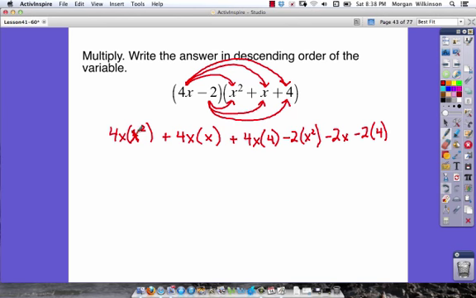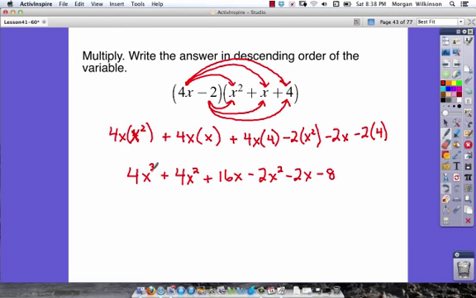So 4x times x squared must be 4x to the third power. Then we have plus 4x times x. Well, that must be plus 4x squared. Plus 4x times 4. Well, that's going to be 16x minus 2x squared. We didn't need to simplify that one. Minus 2x, already simplified for us. And then minus 2 times 4. That's 8. So we've got a little bit of simplifying to continue with.